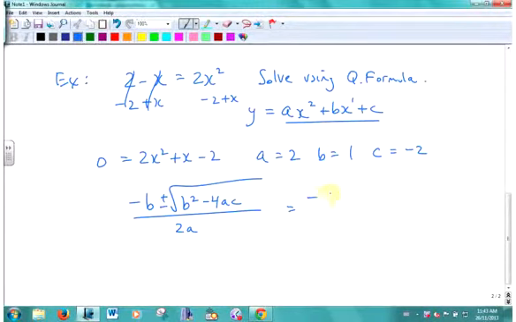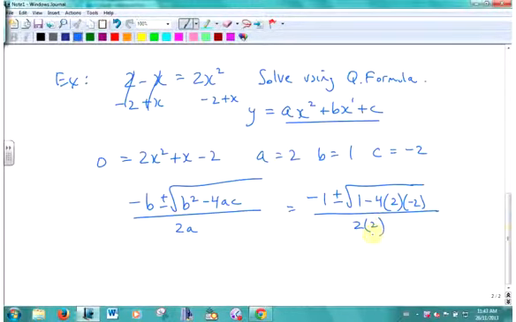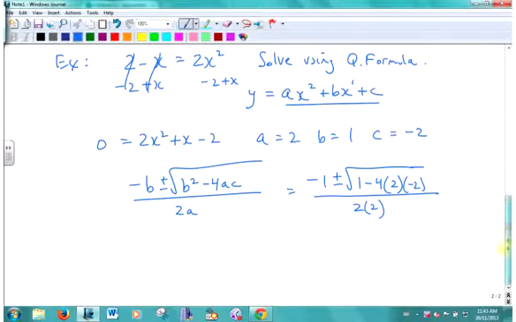Okay? Minus 1. That's what B is. Plus or minus square root of b squared, 1 squared, that's just 1, minus 4 times a times c, make sure that comes over everything, all over 2 times a, 2 times 2. Okay? Simplify. Keep going. I got minus 1, plus or minus, what's all this stuff?